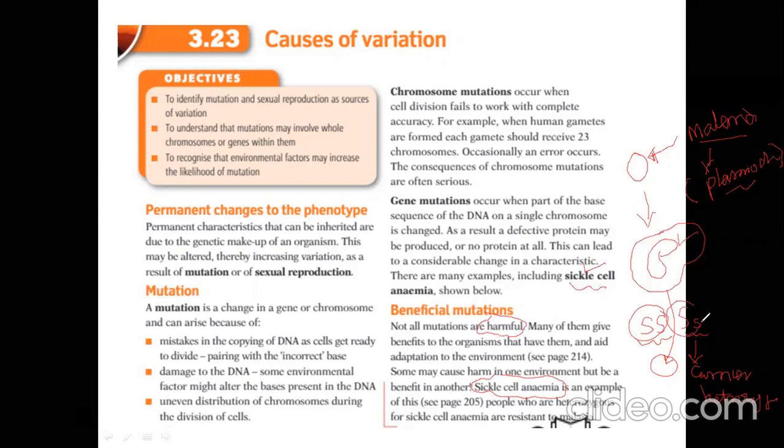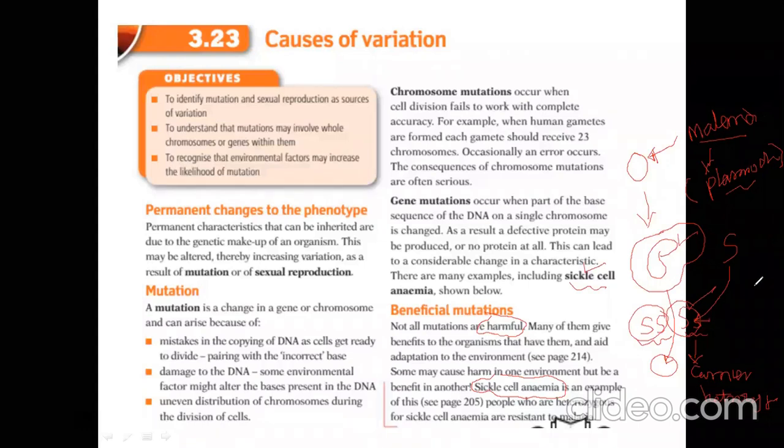And this person is more sensitive to what? Malaria. So for this person, this mutation was beneficial. His normal allele, that was capital, converted into small. It means if a person is heterozygous for sickle cell anemia, he has resistance to the malaria parasite. So at that time, this mutation was beneficial.